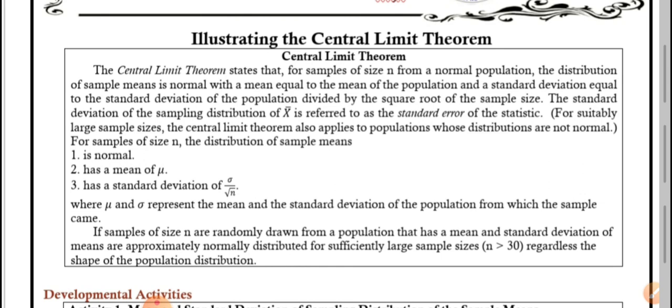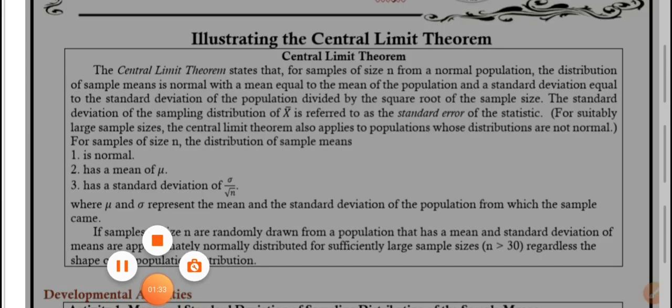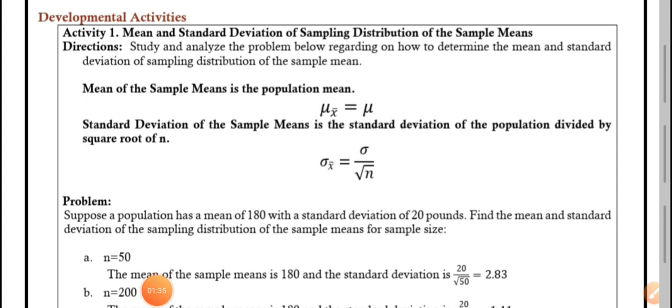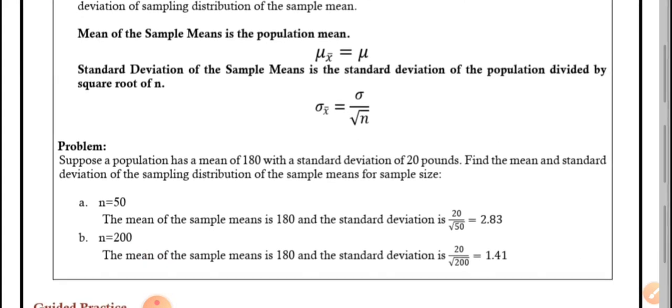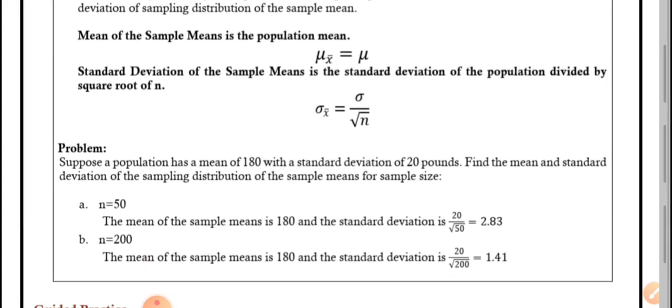If samples of size n are randomly drawn from a population that has a mean and standard deviation, the sample means are approximately normally distributed for sufficiently large sample sizes, for instance, n greater than 30, regardless of the shape of the population distribution. The mean of the sample means is the population mean. The standard deviation of the sample means is the standard deviation of the population divided by the square root of n. So, for you to understand the concept clearly, let's proceed to our first problem.